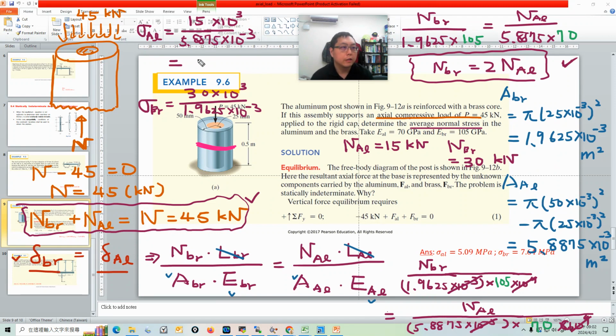So let's just calculate. 15 divided by 5.8875, times 10 to the power 6 divided by 10 to the power 6. So it's 2.55 megapascal. Okay, so what's the normal stress of the brass? 3 divided by 1.9625, so it's 1.53 megapascal.